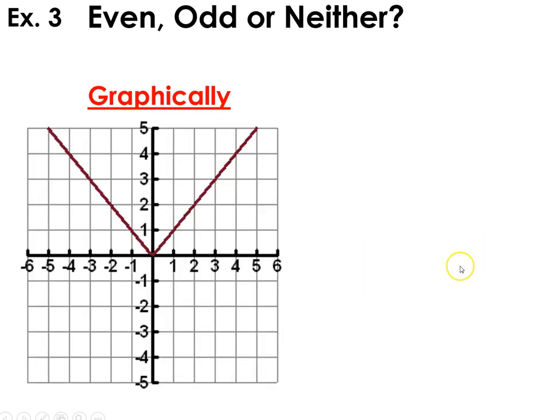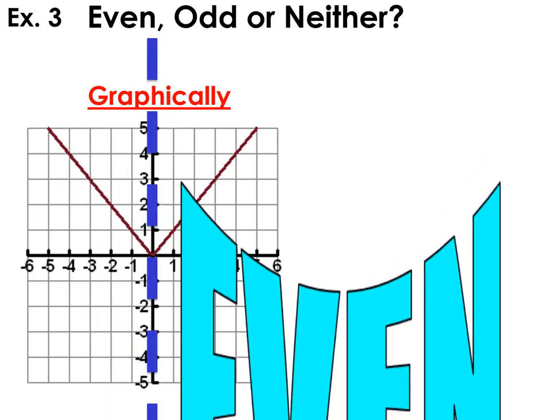All right, here's one looking at the graph. We looked at this one the other day, the absolute value graph. The left side is a reflection of the right side over the y-axis. So this function is even.